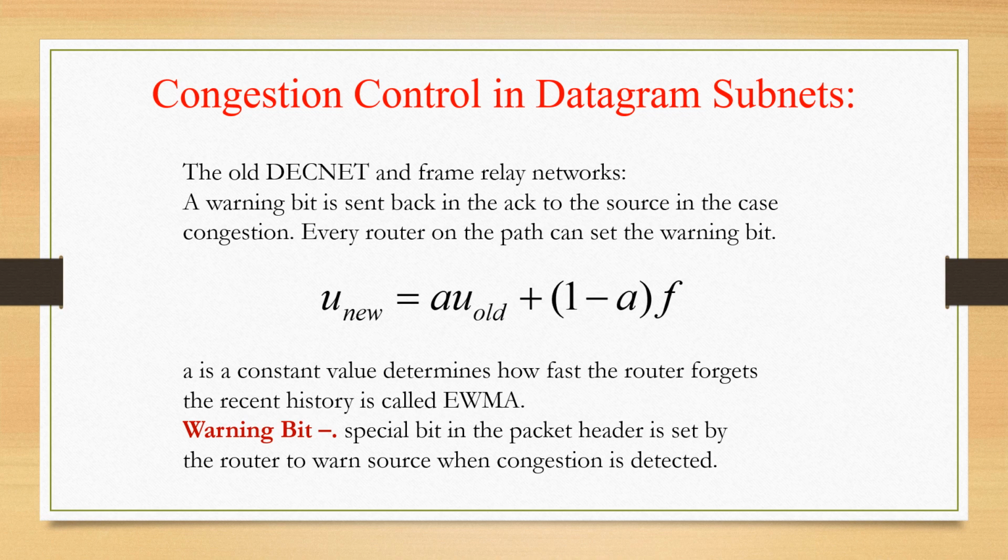Here the important thing we are going to see is the warning bit. A special bit in the packet header is set by the router to warn the source when congestion is detected. The bit is copied and piggybacked on the acknowledgement and sent to the sender. The sender monitors the number of acknowledgement packets it receives with the warning bit and adjusts its transmission rate accordingly.